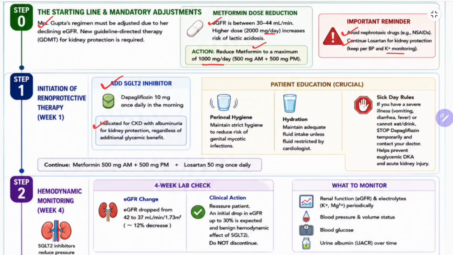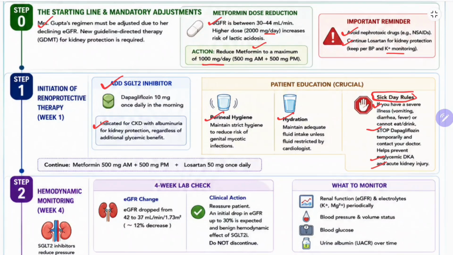And the same instruction should be given: perineal hygiene, hydration. And one more thing is sick day rules. What are these sick day rules? This should be said to the patient: if you have a severe illness like vomiting, diarrhea, or fever which causes a lot of fluid loss from the body, or you cannot eat or drink, stop dapagliflozin temporarily and contact your doctor. This helps prevent euglycemic diabetic ketoacidosis and acute kidney injury in the patient.